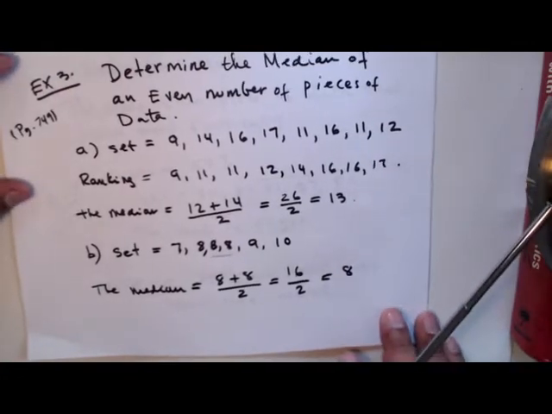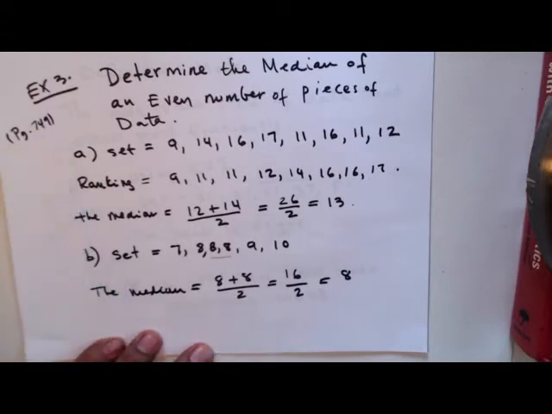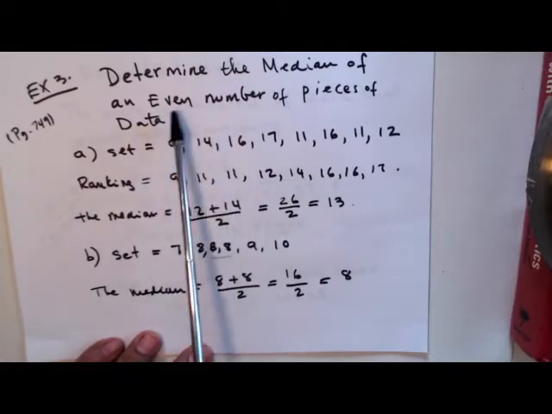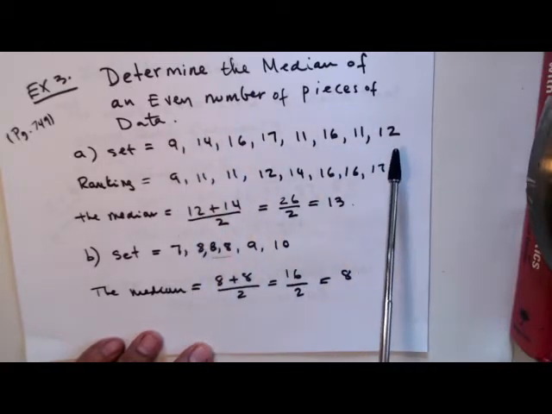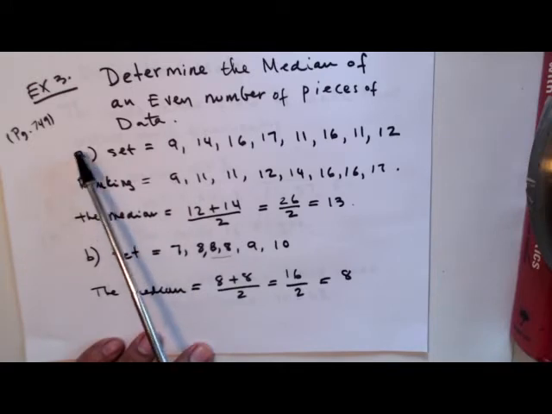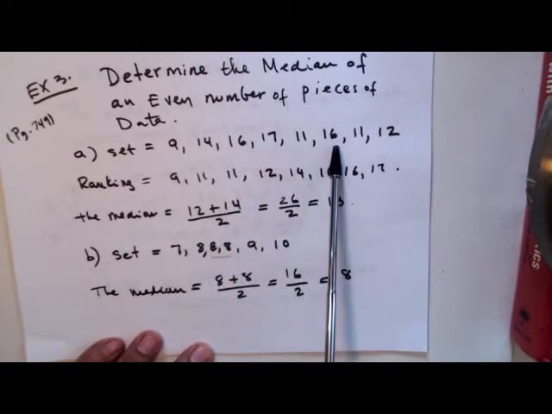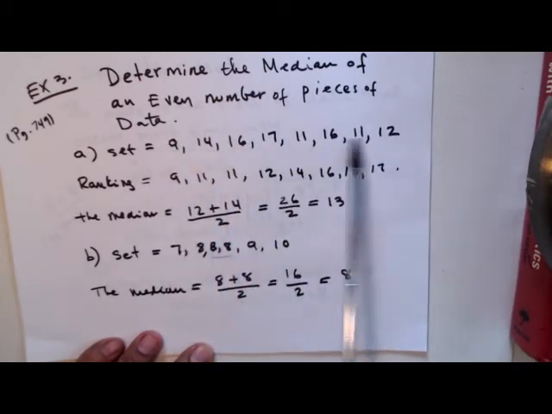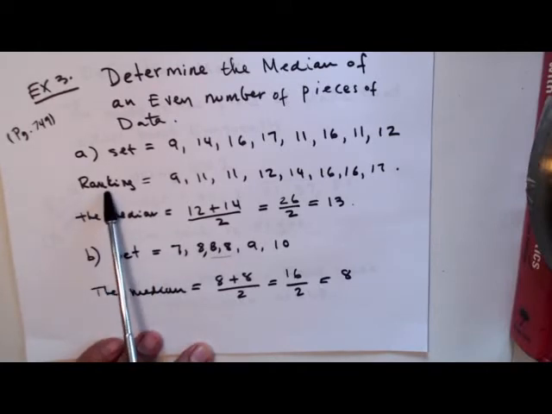Now, let's have an example. Example 3, page 749. Determine the median of an even number of pieces of data. This is important, even. For example, A is equal to 9, 14, 16, 17, 11, 16, 11, 12. This is not organized in ascending order, so we need to rank it in ascending order. This is crucial. Make sure that you pay attention to this.